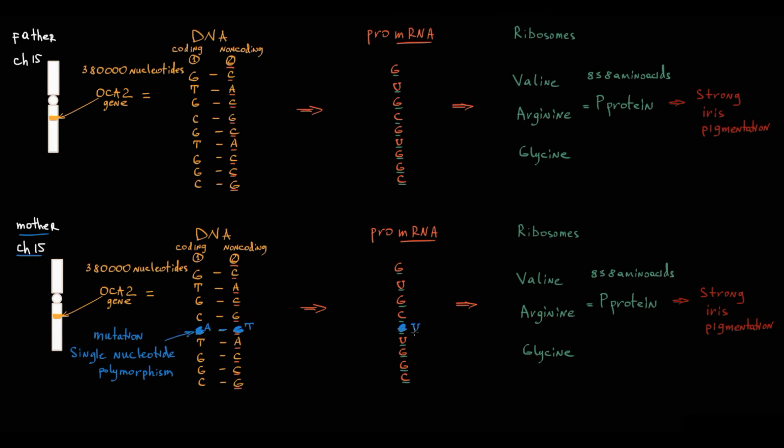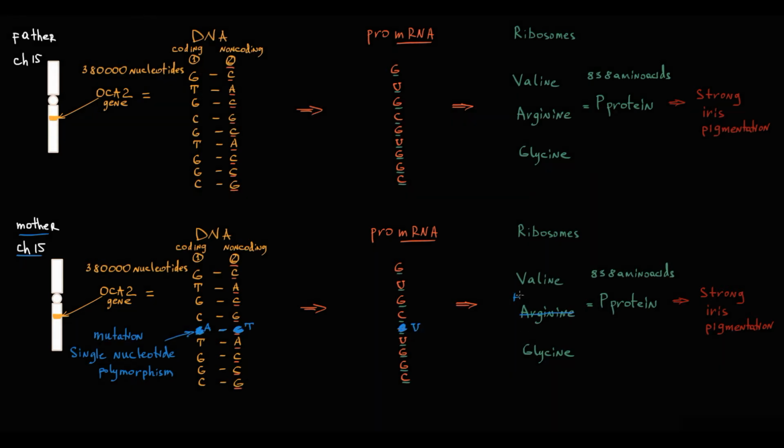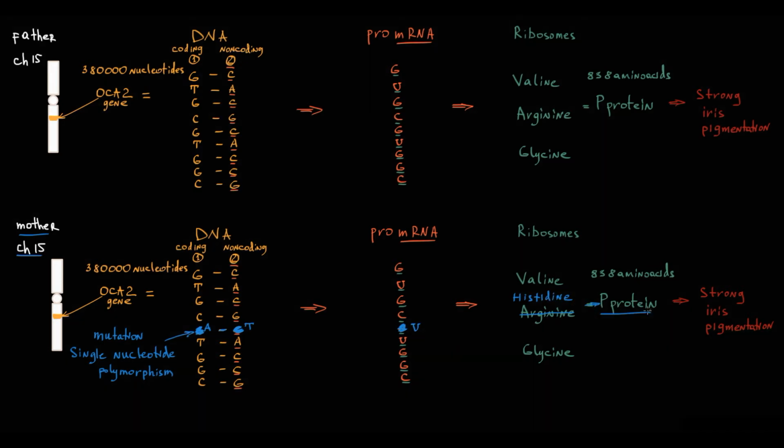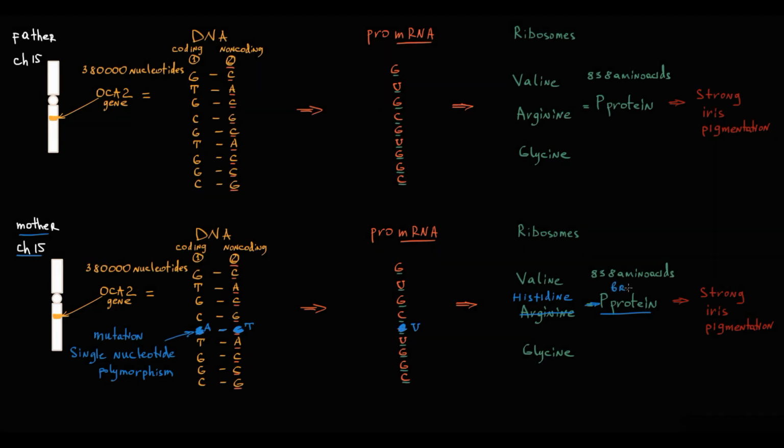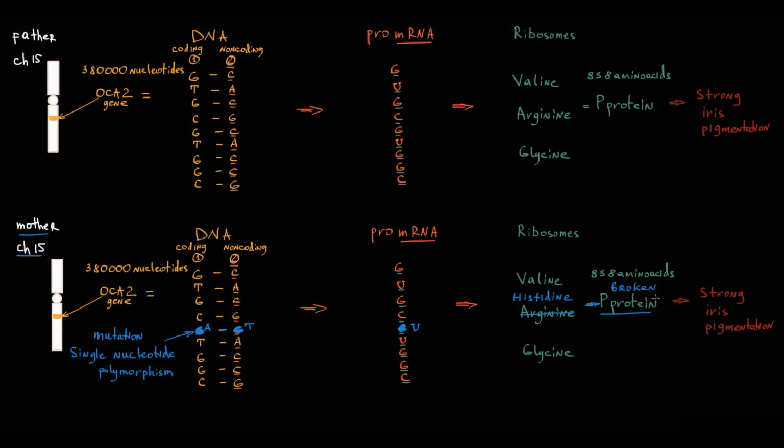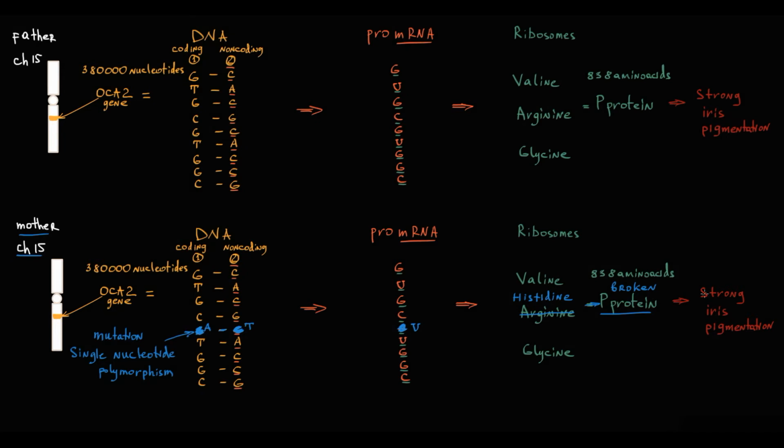And now, when the ribosome reads this triplet, instead of arginine, it will include histidine into the protein structure. And now this results in production of a slightly different P protein. Such mutations can totally block the protein function, slightly decrease it, or in the case of a silent mutation, protein function may remain unaltered. Let's suppose that this mutation totally broke P protein function. A broken P protein is unable to provide melanin production, so the mutated P protein results in weak iris pigmentation.